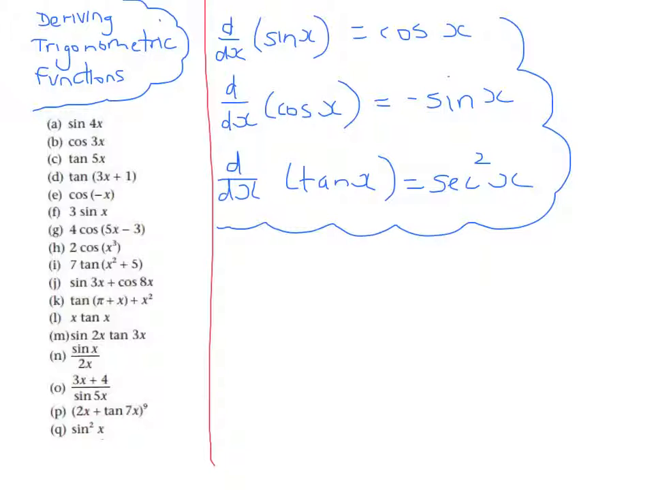Now, it's very rare we just have to derive a sine x or a cos x. Of course, we will get questions like that. But normally it's going to be like the ones you can see here, where it's sine 4x, tan in brackets 3x plus 1, 2 cos x cubed. So we need a more complex rule that copes with that. So just remember that the derivative of sine is cos, the derivative of cos is minus sine, and the derivative of tan is sec squared. That doesn't change.